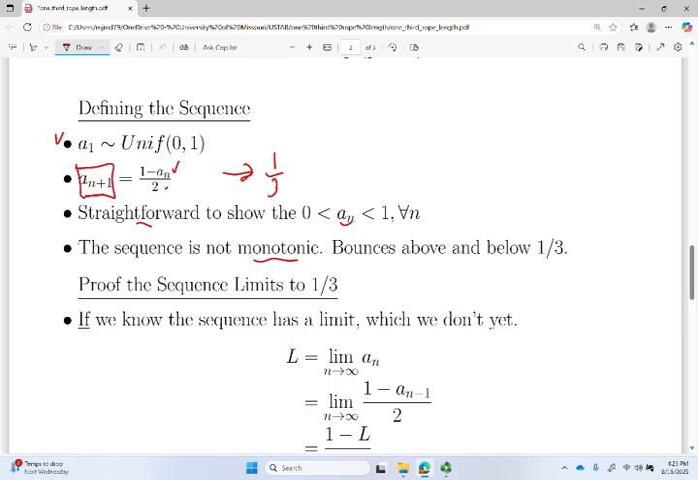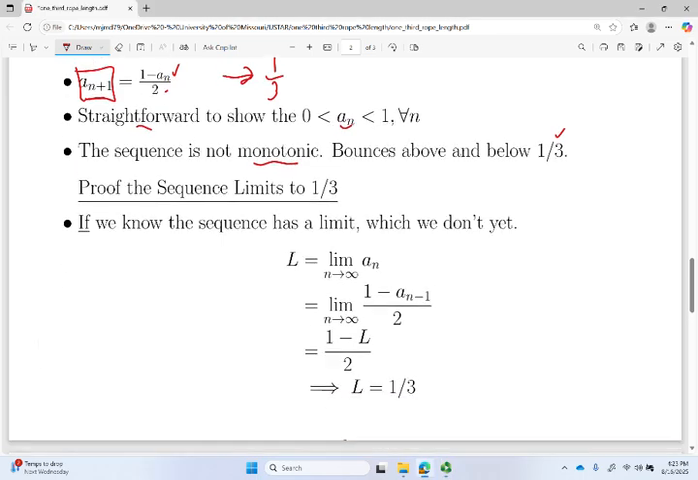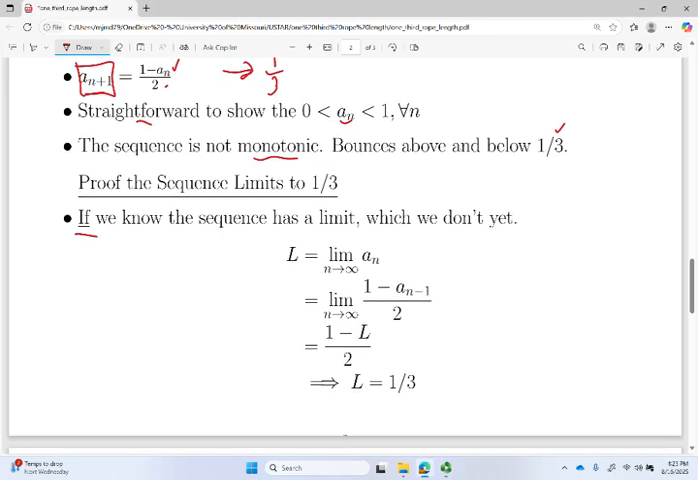So there may be some theorems that I'm unaware of, but that means that we can't just easily show that it limits to 1/3. I'll show you what that means here. If the sequence is bounded and it's monotonic, that means there's guaranteed a limit. If we know that, then we can use this technique. But we don't know this because it's not monotonic.